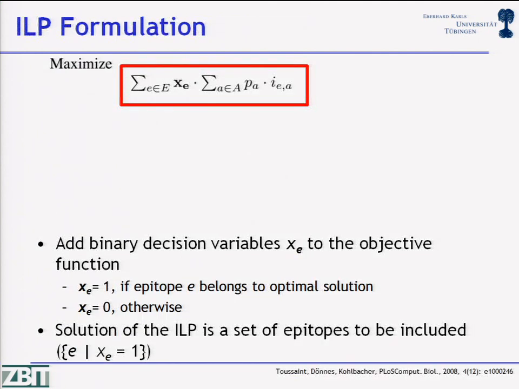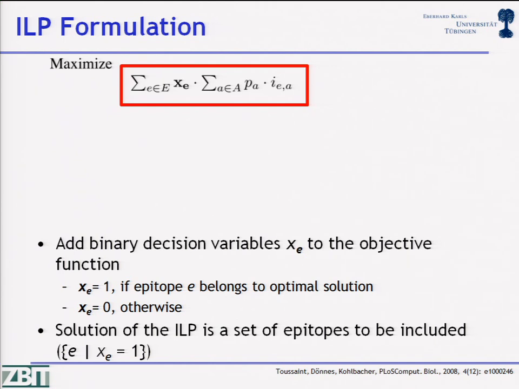Now, if we formulate this as an ILP, then we need to maximize the immunogenicity. So basically we take the definition of the total immunogenicity and we just add binary decision variables XE up here. And these decision variables become 1 if the epitope E is part of the optimal solution. It becomes 0 if they are not. And this is the job of the ILP solver to determine the optimal values of these XEs. And the solution of this ILP is then a set of epitopes to be included, and those are just the epitopes for which these XE become 1.